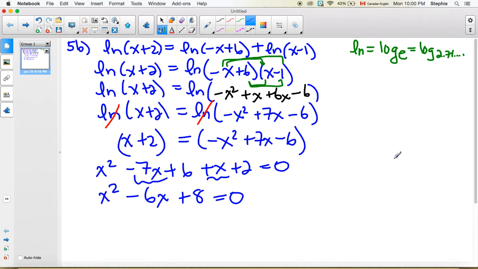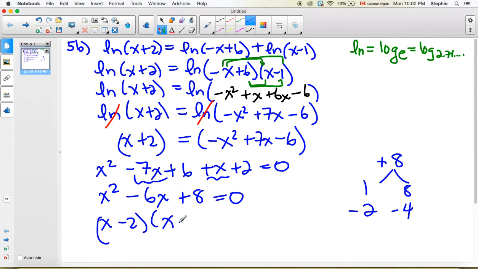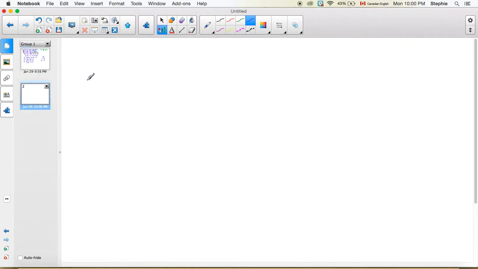If I do the factors of 8, I do 1 and 8, 2 and 4. My answer has to be positive. My b is negative, and therefore my other column will be negative. So my answer is x minus 2, and x minus 4 equals 0. And then x equals 2 and x equals 4. Since both are positive, both are potential answers. I'm not even doing the restrictions. I just wanted you to get 2 and 4. All right, moving on to the next number.